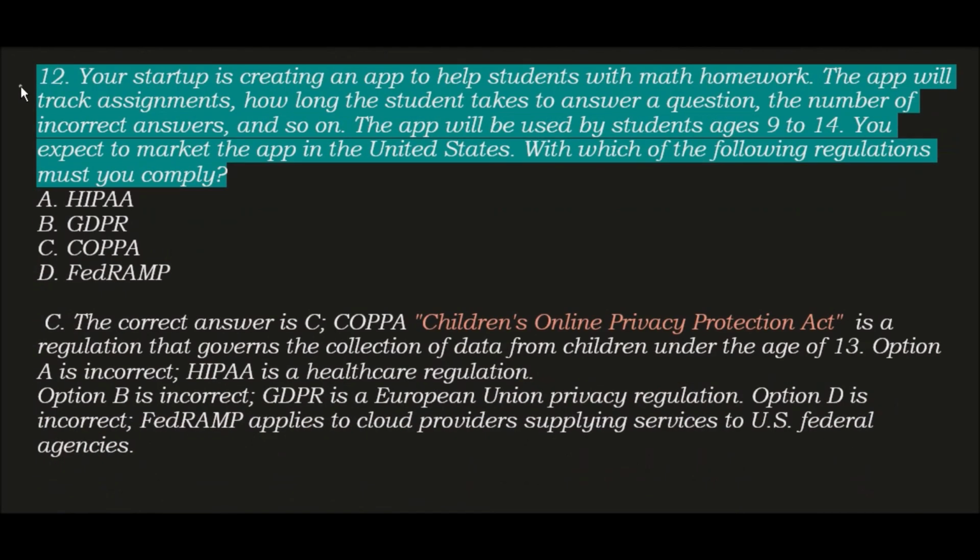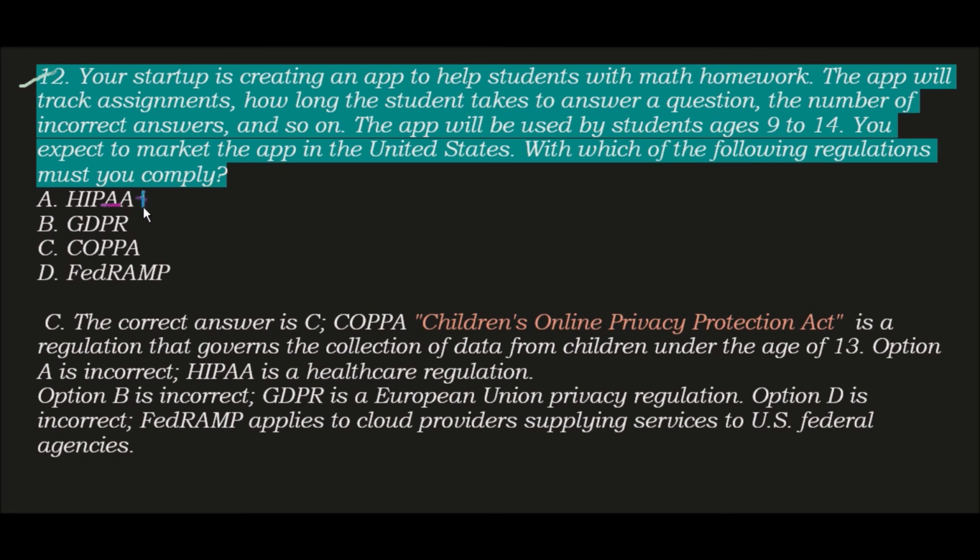Next question. Your startup is creating an app to help students with math homework. The app will track assignments, how long the student takes to answer a question, the number of incorrect answers, and so on. The app will be used by students aged 9 to 14. We expect to market the app in the United States. With which of the following regulations must you comply? Here, the first regulation is HIPAA. HIPAA is incorrect here because HIPAA is a healthcare regulation. Okay, so option A is discarded.